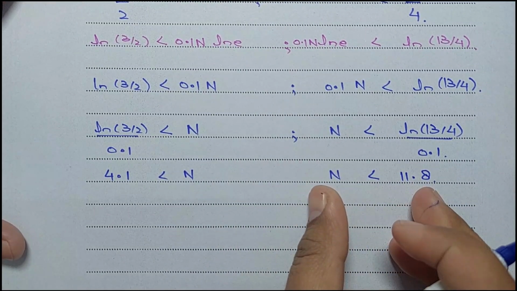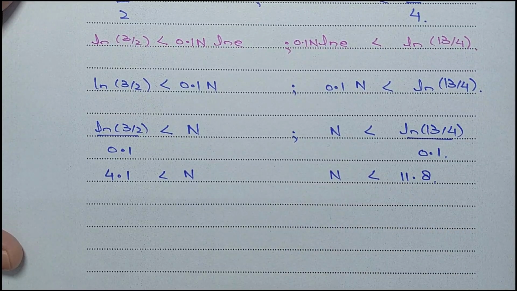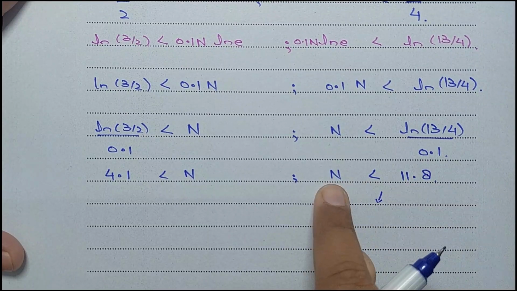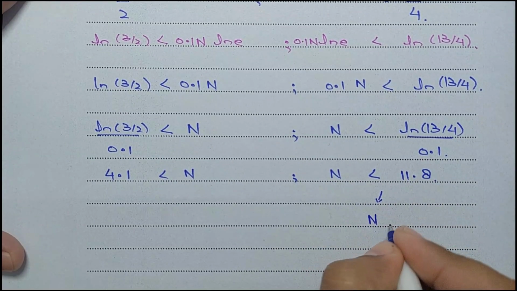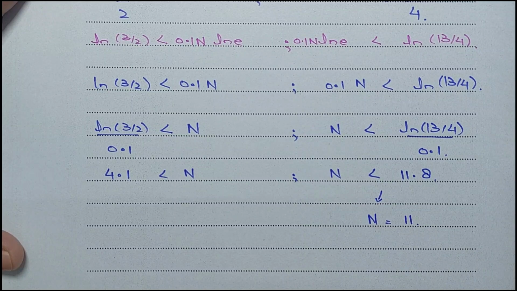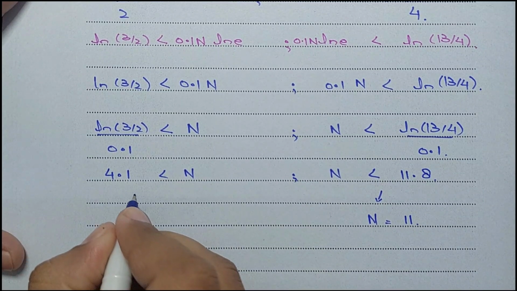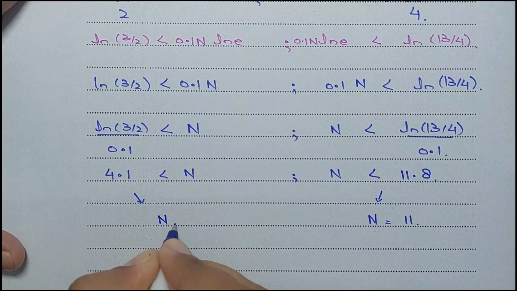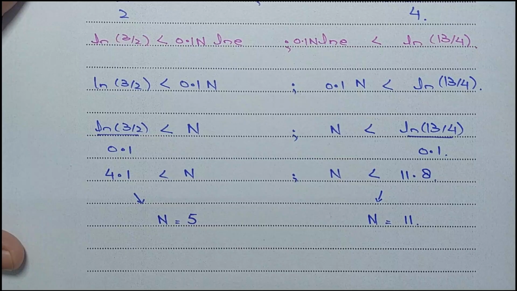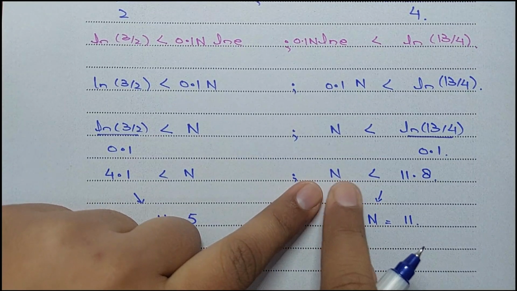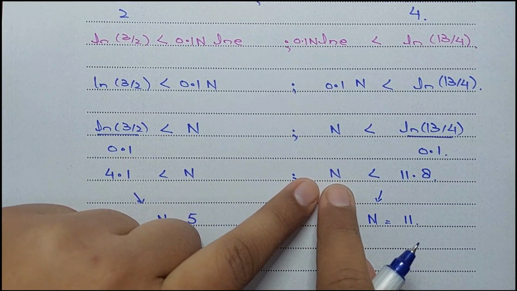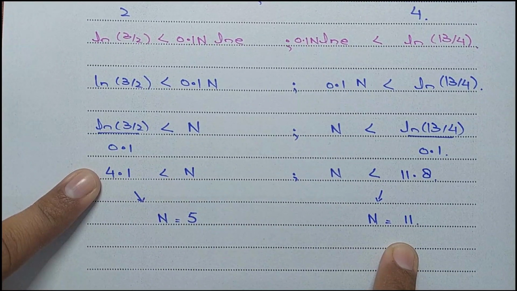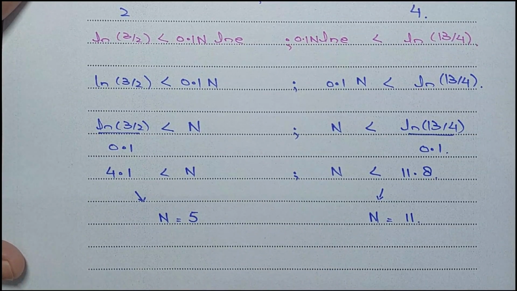Okay, here n should be less than 11.8, so which value of n is less than 11.8? It should be an integer, n less than 11.8. So here n should be equal to 11. The value which is less than 11.8 is 11. And what is the solution from here? n should be greater than 4.1. So here n is equal to 5, we can say, right? So here n should be an integer, right? So which integer value is less than 11.8, which is 11, and which integer value is more than 4.1, which is 5? So which one is the largest?